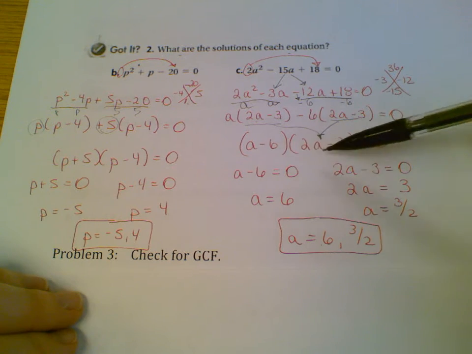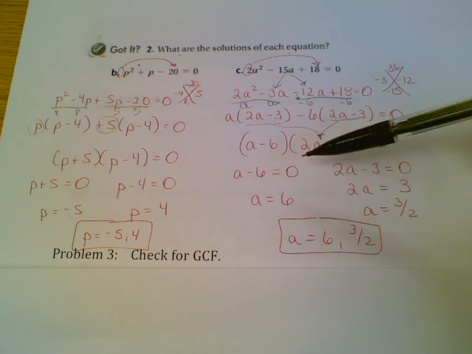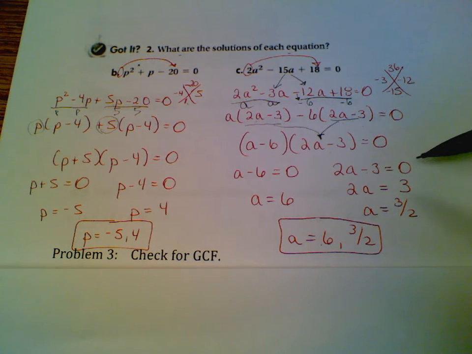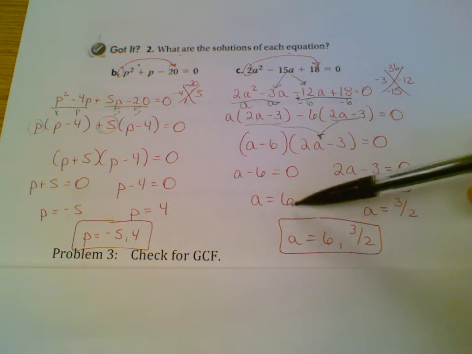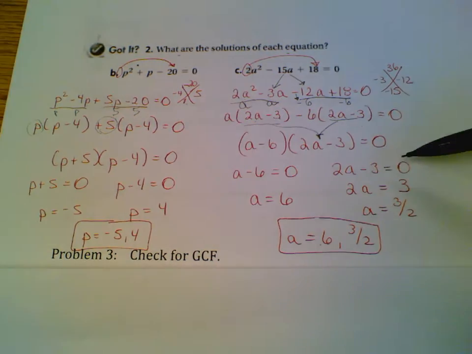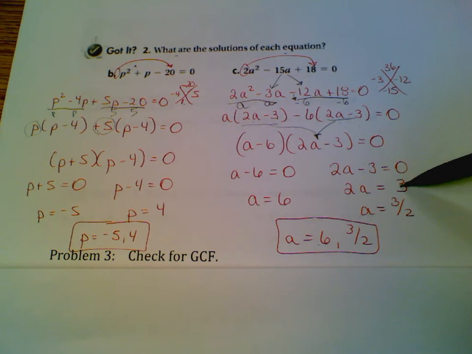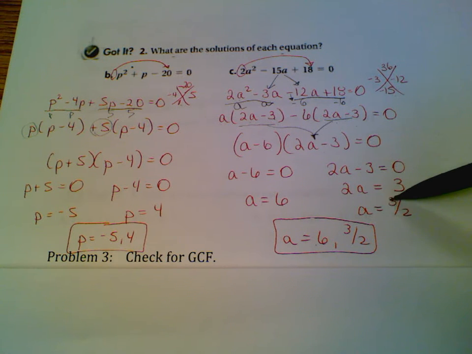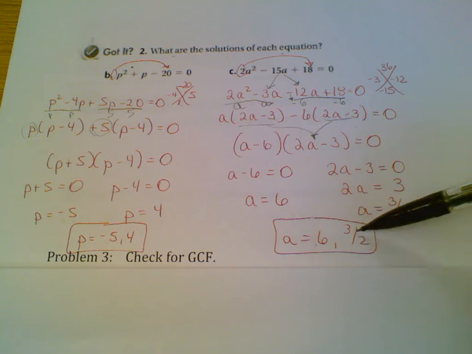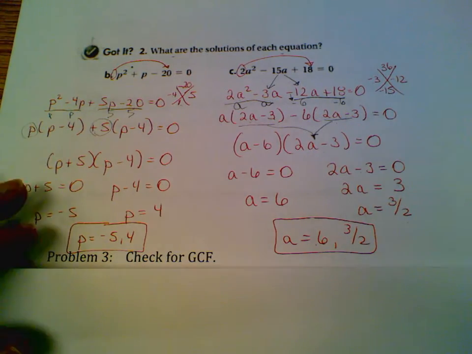I split them into separate equations. So a minus 6 equals 0, and 2a minus 3 equals 0. So now I'm going to add 6 to both sides, so I get 6. This one I'm going to have to add 3, so I get 2a equals 3. I still need to get rid of the 2, so I'm going to come back and divide by 2, and that's how I get 3 halves. So you should have 6 and 3 halves, or 6 and 1 1/2, for your answers.